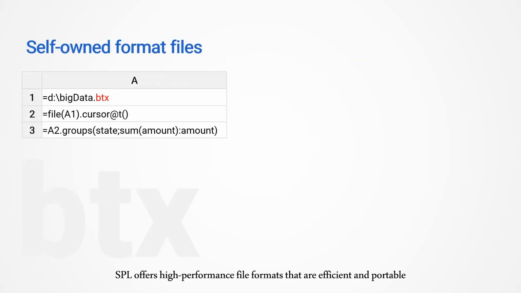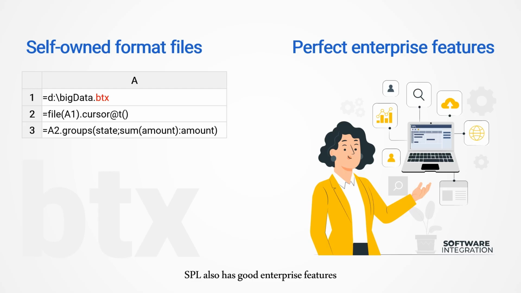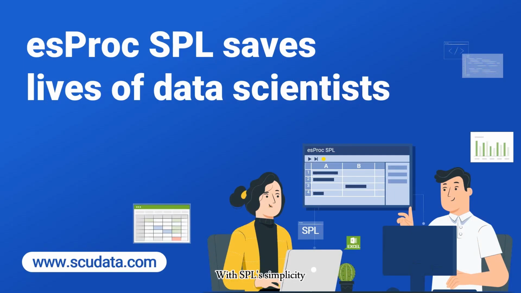SPL offers high-performance file formats that are efficient and portable. In contrast, Python lacks a dedicated storage solution. Text files are slow, and databases sacrifice portability. SPL also has good enterprise features. Data scientists can integrate SPL into applications by embedding its jars, facilitating smooth transitions between inside and outside applications after completing exploration and analysis. With SPL's simplicity, ease of debugging, high performance, openness, and ease of integration, data scientists are liberated from heavy coding work, enabling them to focus more on understanding business logic.